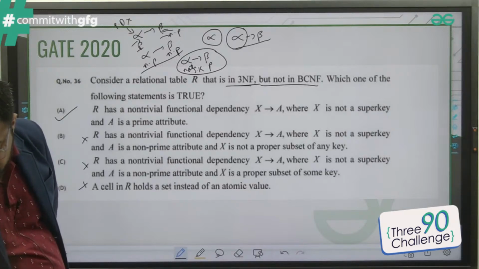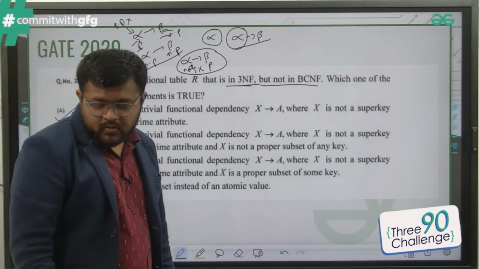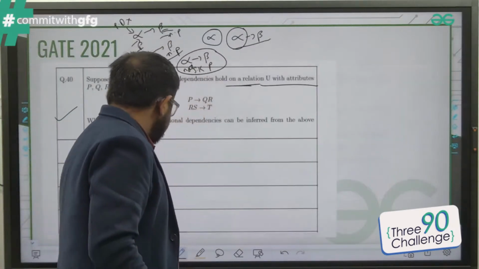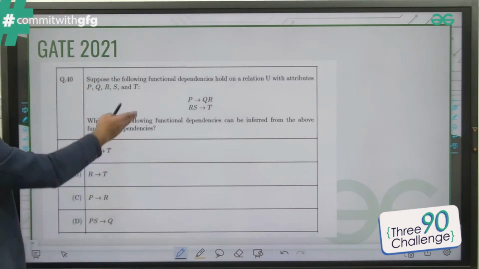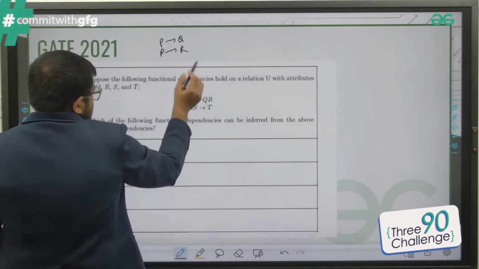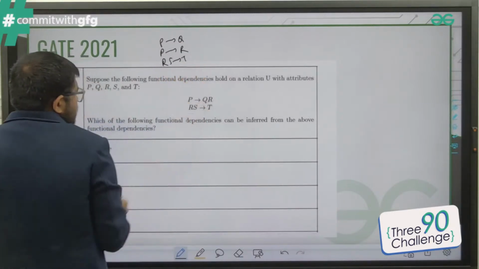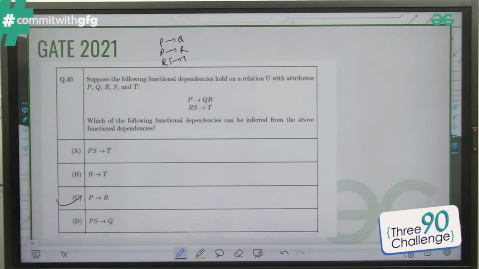Okay, let's move further. Very simple question. Suppose the following functional dependencies hold on relation U with attributes, then which of the following functional dependencies can be inferred from the above functional dependencies? So what we can derive from this? From this we can derive P gives me Q, P gives me R, and RS gives me T. We can break on the right hand side. So which of the following is present? T gives me R.